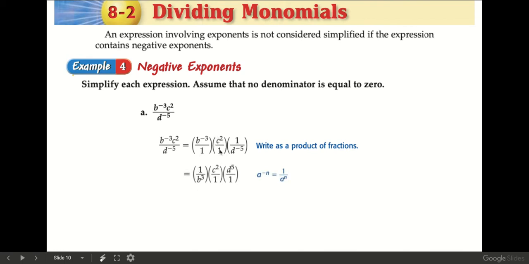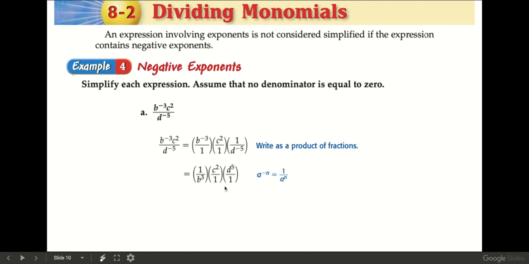C to the second power over 1, we want to keep that the same because we want to keep that a positive exponent. And d to the negative fifth power, right, we're going to go ahead and do its reciprocal and flip it to the top. So d to the positive fifth power. So again, remembering that negative exponents just represent its reciprocal, right? Just change the location of where it is in the fraction.